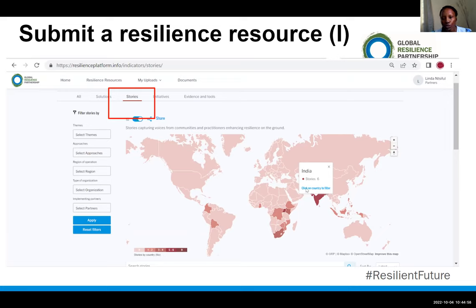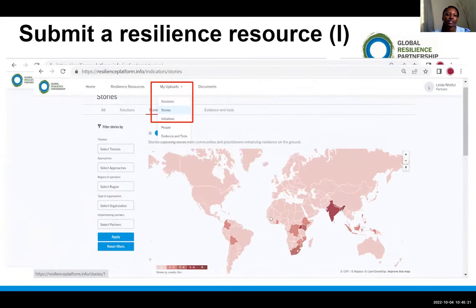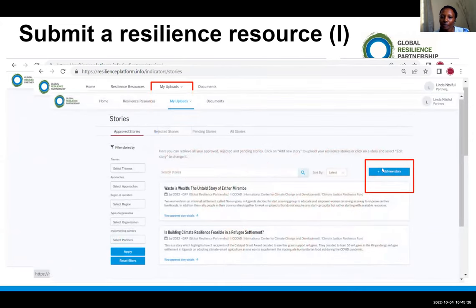And here I'm just showing you how you can focus on maybe a story that probably you are interested in from a particular country. So here again, I've selected India. So after you've uploaded your story, you'd see that the stories are indicated when you select a particular country. So let's continue. So after you've selected or you've indicated that you want to upload a story, you'd see a button here which says add new story.